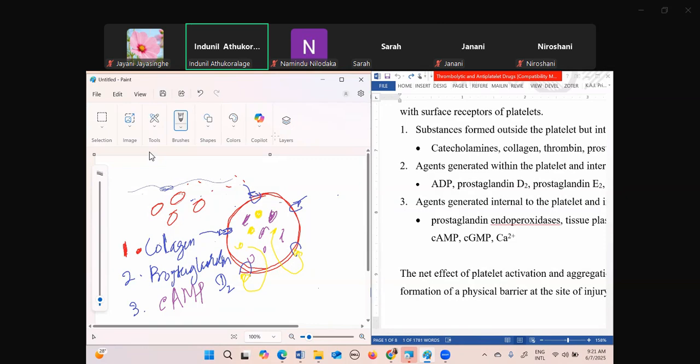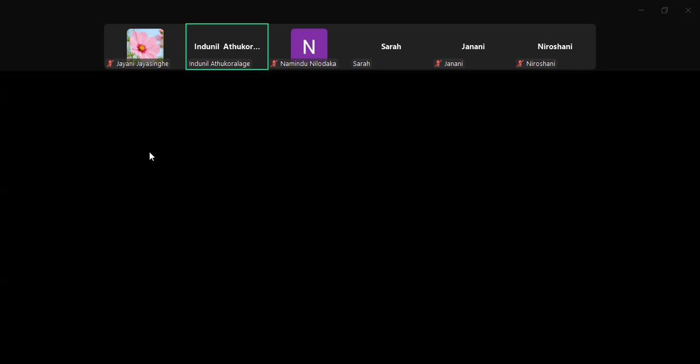So for these things to happen, platelet activation has to happen. This activation will happen due to the interaction of three types of agents. One is things that are produced outside of the platelet, but they can come and interact with the platelet membrane receptors and then activate the platelet. For example, collagen, which is produced by the breakdown of the blood vessel wall, right? So they can come and interact and activate.